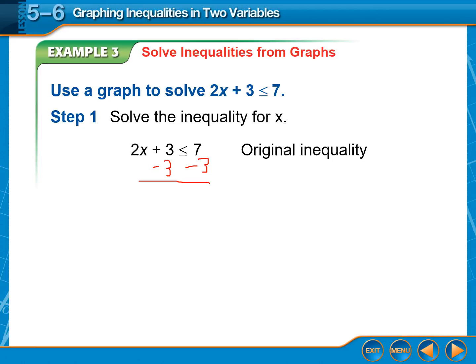So that leaves me with 2x is less than or equal to 4. Then I need to know what x is, so I'm going to take 2x and divide both sides by 2, which cancels that. So we're left with x is less than or equal to 4 divided by 2, which is just 2. So my solution is that x is less than or equal to 2.